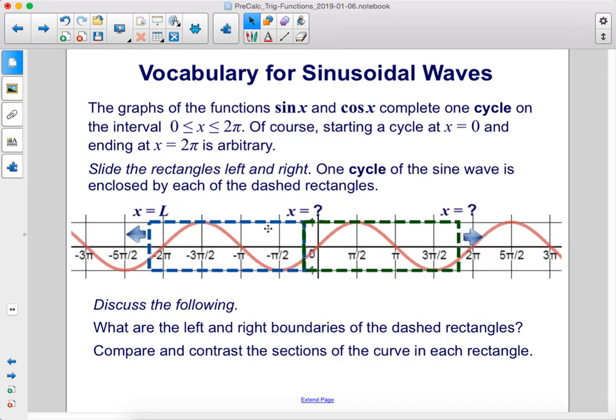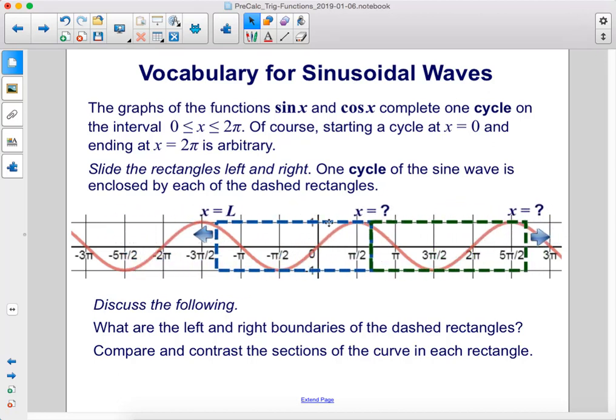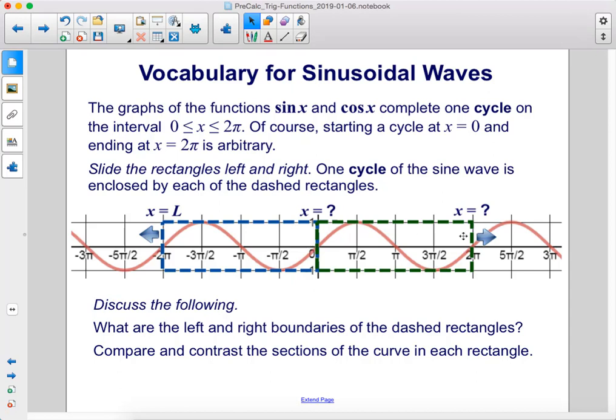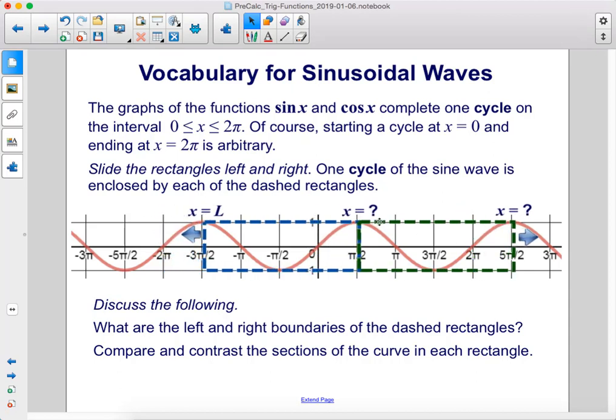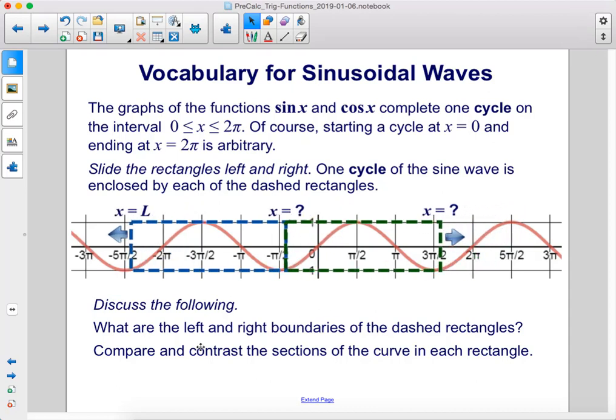So we can move these. We can start our intervals anywhere. They don't have to start right at 0 and end at 2 pi. You can start at pi over 2 and end at 5 pi over 2. What are the left and right boundaries of the dashed rectangles? Compare and contrast the sections of the curve in each rectangle.